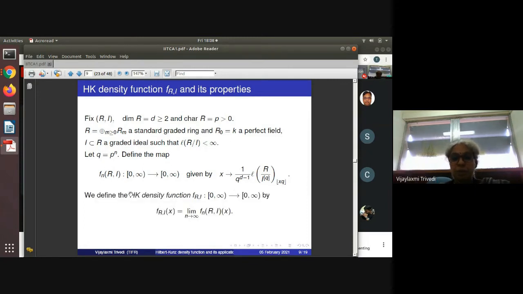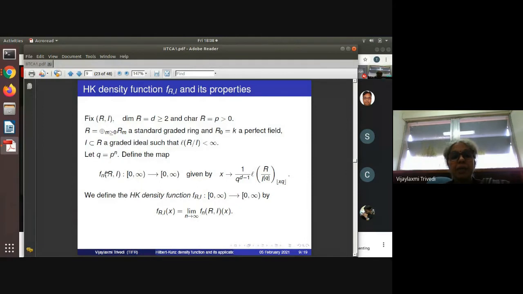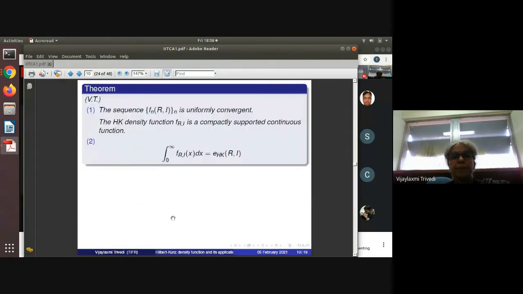So what you will do, define the density function to be this: take the sequence F_n(R,I) at x and take the limit of this. Okay, so this is your definition. So perhaps you'll ask, but wait a minute, does it make sense? Does the limit exist? The answer is yes, and that's the thing. The sequence F_n(R,I), which I just defined here, converges to this function, not only pointwise, but in fact it converges uniformly. So this is the main point of the theorem.